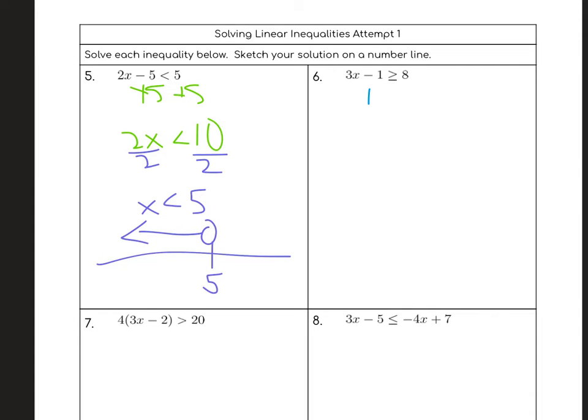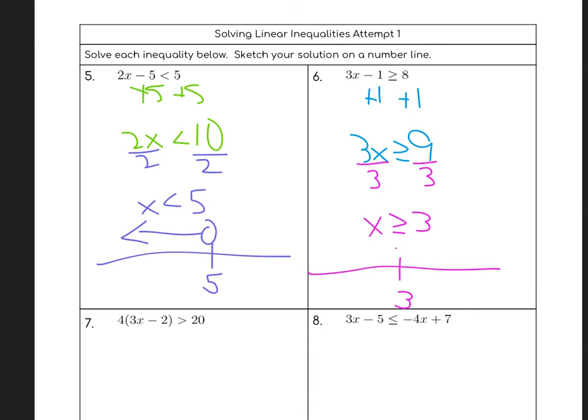The next one, I'm going to go ahead and add 1 to both sides. So I get 3x is greater than or equal to 9. Then I'm going to divide by 3 on both sides. That's not a negative, so I don't flip the sign, leave the sign alone. Greater than or equal, so go to 3, make a closed dot, and greater than, so go to the right.